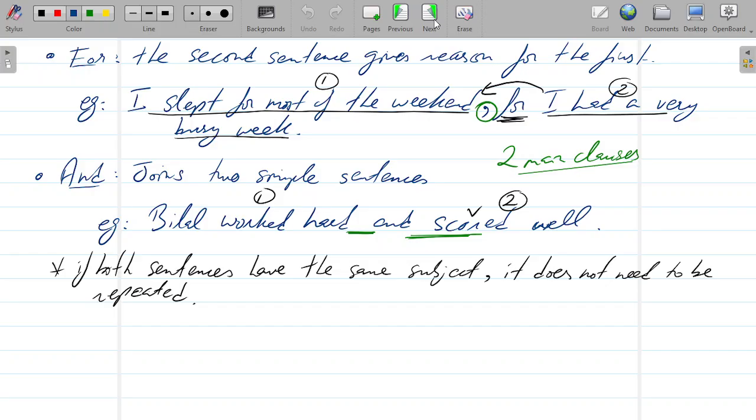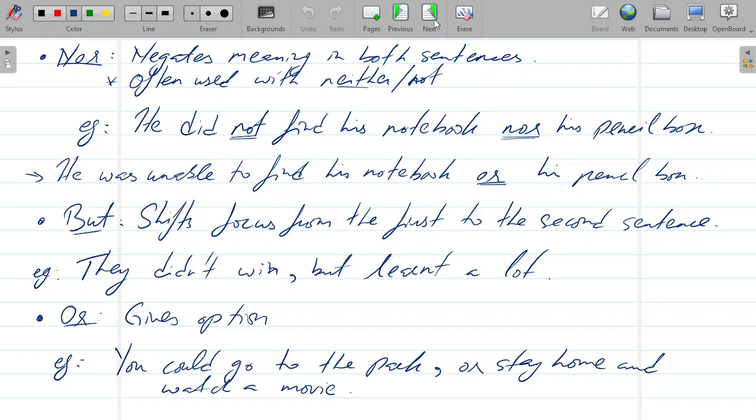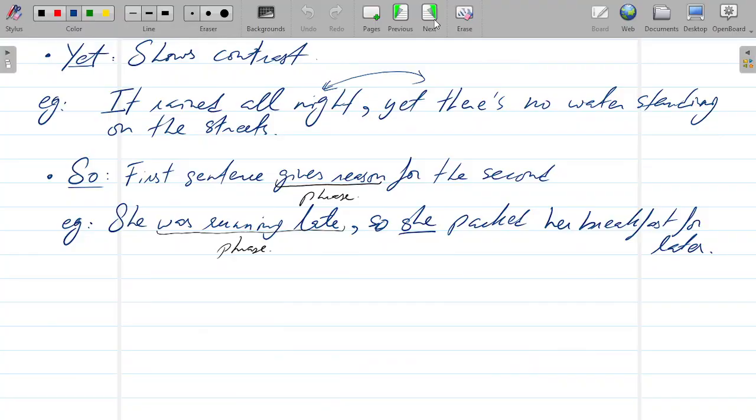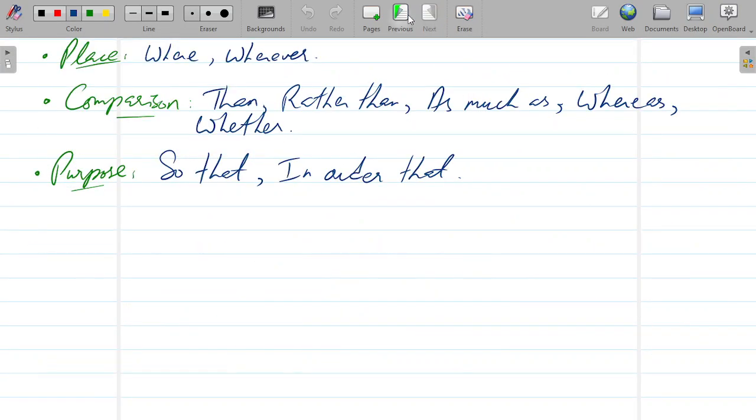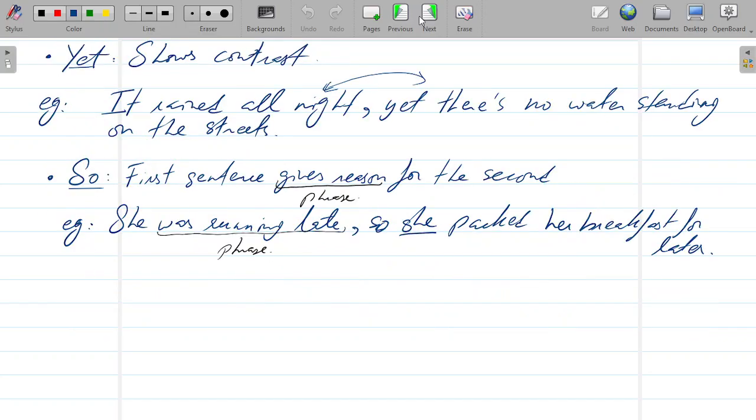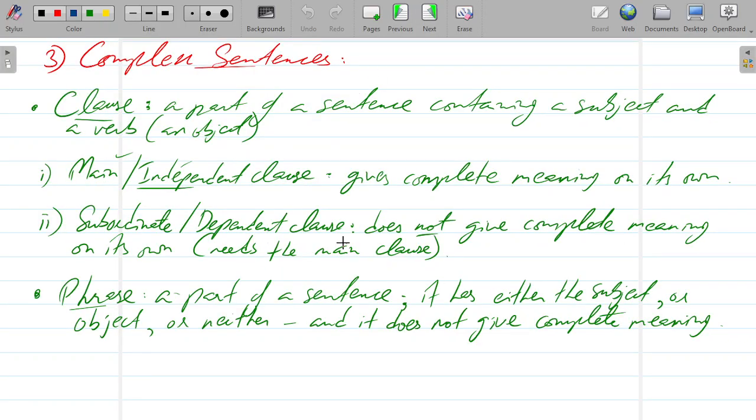We went through some of the technical details, perhaps, if you want to call it that, of how these sentences are constructed, and whether you need to repeat the subject or not, and the punctuation used. Then we came to complex sentences. We talked about clauses and the types of clauses: the main clause and the subordinate clause, and then we have a phrase. We took a look at what those are. We haven't experienced a subordinate clause yet, but we will.